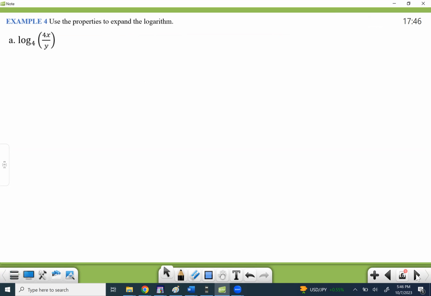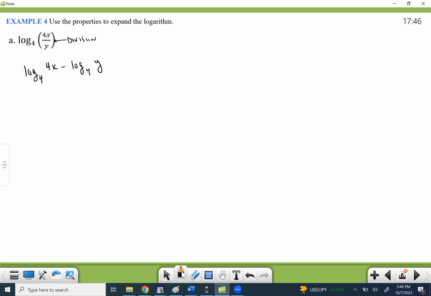Okay. But so basically any one of those three properties is in play now. It's like, okay, am I splitting the multiplication into addition? Am I splitting the division into subtraction? Am I moving exponents out front? Okay. So the first thing that I'm going to take care of is the fact that I see division happening, right? We got division happening right there. And so I'm going to go ahead and make it subtraction. So it's going to become log base 4 of the top minus log base 4 of the bottom.